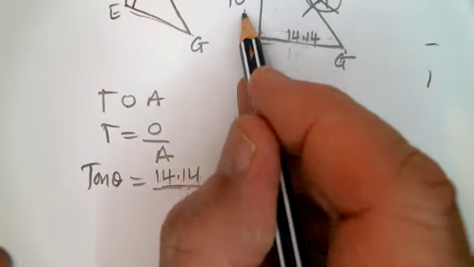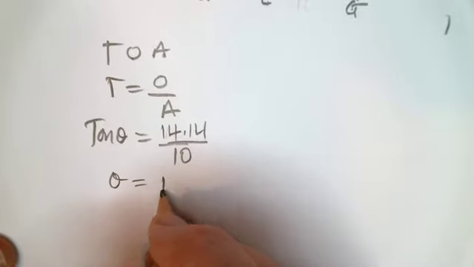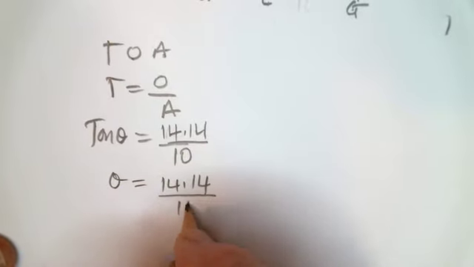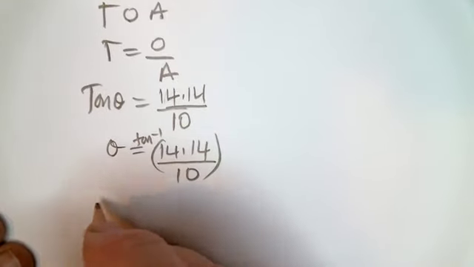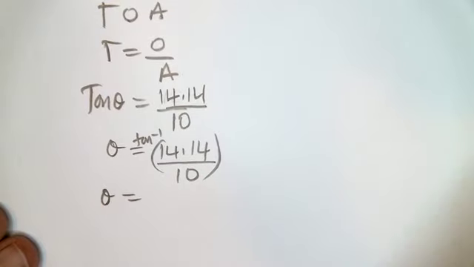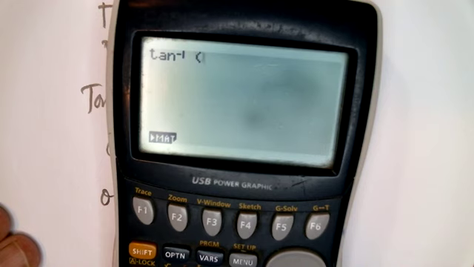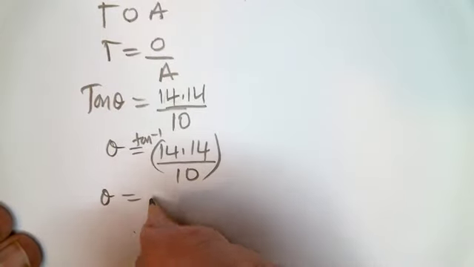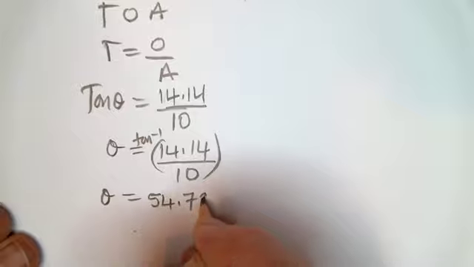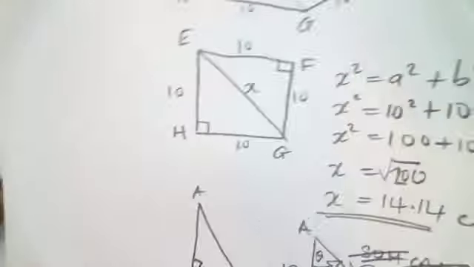It's opposite over adjacent. Adjacent is 10. There it is, 10. So tan theta is equal to 14.14 over 10. And sorry, it's the arctan of that, yeah? So theta is equal to the arctan of 14.14 divided by 10. There it is, and it's 54.73 degrees. And that's how we find those parts.